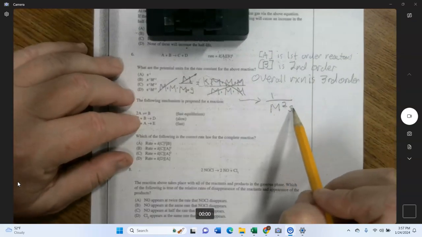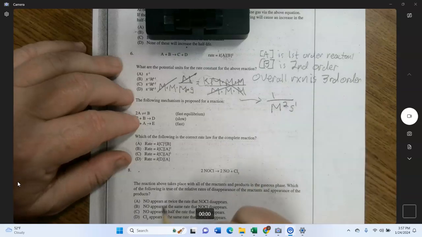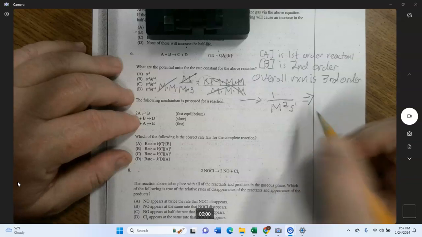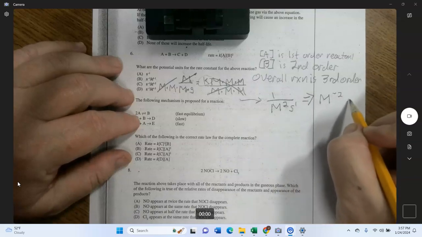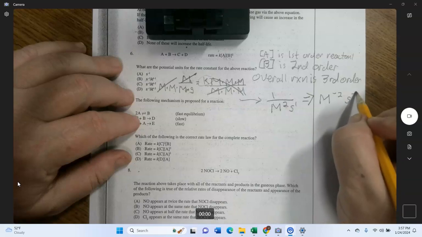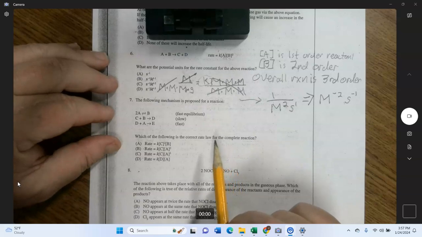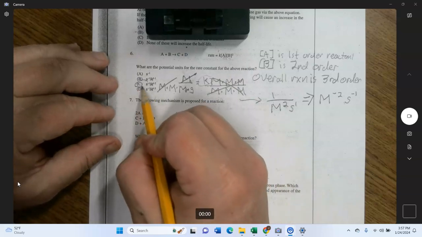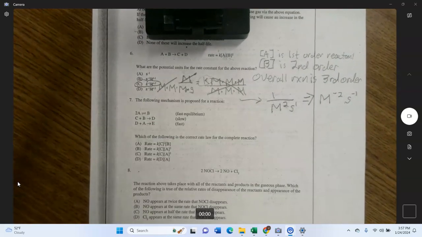Same with this one. This is S to the first power. I can write it like that. So if I move that up to the top, it becomes S to the negative first power. So this is going to be M to the negative 2 times S to the negative 1. That's what this is equal to. Okay, and so your answer over here is this one right here, C. All right, so you have to practice those because I'm going to give one to you, guaranteed.